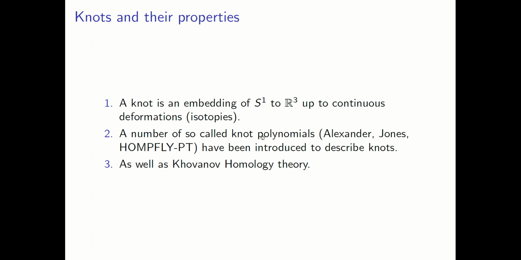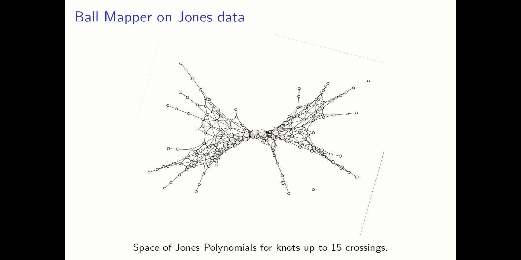Some of them are polynomials, like the Alexander, Jones polynomial or HOMFLY-PT polynomial. Some of them are homology theories, like Khovanov homology theory. And in all those cases, we can select the basis of polynomials, we can select the basis for the rank of the homology group, and those invariants provide us a point cloud that we can visualize and examine using the tools of topological data analysis. For instance, if we take all the Jones polynomials of all the knots up to 15 crossings, we have roughly 250,000 points in 32-dimensional space. This is the dimension of the space we get after fixing the basis of those polynomials.